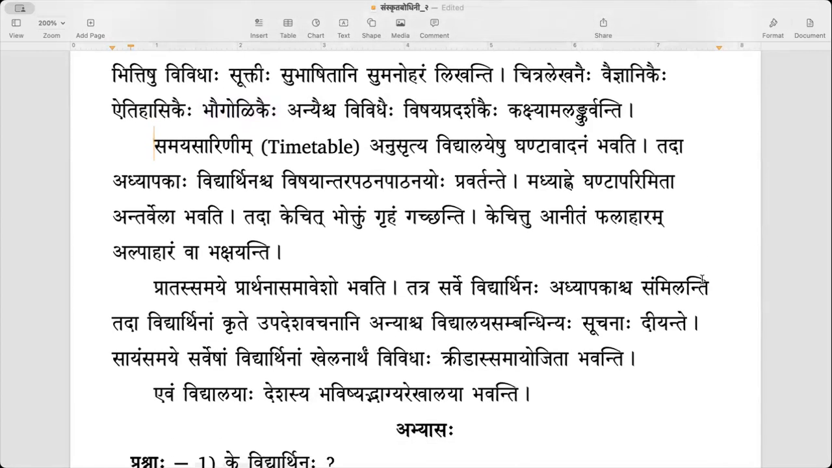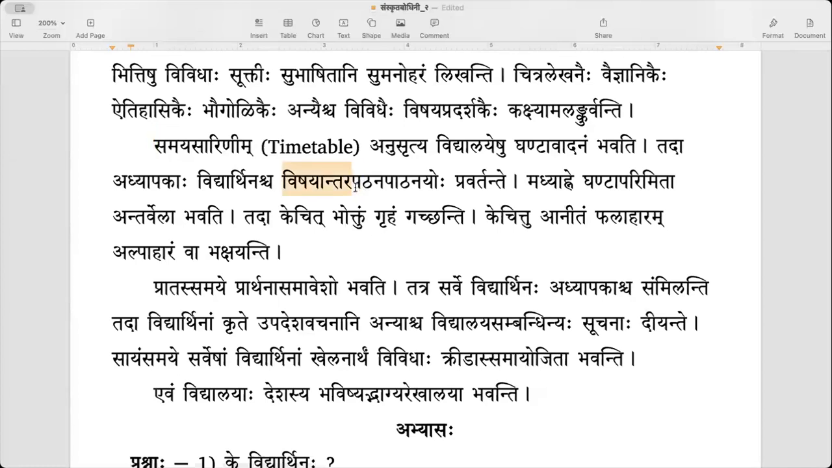Then samaya sarinim, which is timetable. Anusritya vidyalayeshu gantavadanam bhavati. So based on the timetable, in the schools, the bell rings. Tada adhyapakaha vidyarthinahascha vishayantara patana patanayoho pravartante. So based on that, the teachers and the students engage in the respective subject matters. Vishayantaram is the next subject, another subject.